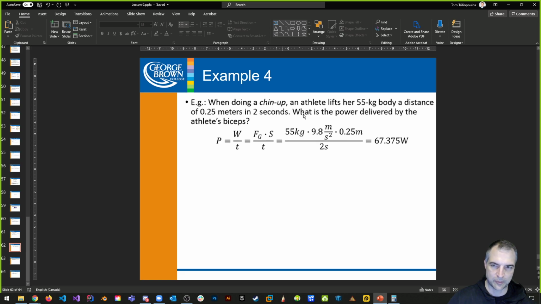She's not doing some kind of kipping chin-up or something crazy. Then it would be multiplied by 1. So force of gravity times displacement times 1, cos of theta in this case being 1. So 55 kilograms, since force is also mg, 55 kilograms times 9.8 meters per second squared, multiplied by 0.25, which is the displacement, over a time of 2 seconds is 67.375 watts. That's pretty good.